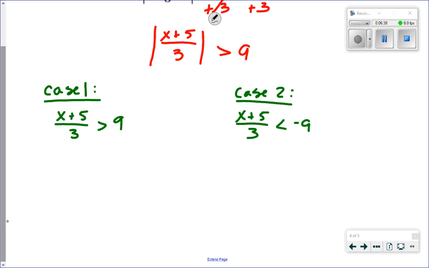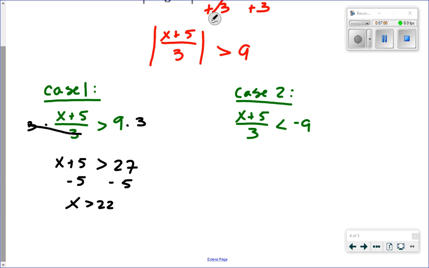So I'm trying to get x by itself. Right now it's trapped up top of the fraction, so I need to get rid of that 3. So I'm going to multiply both sides. Those are going to cancel. I'm left with x plus 5 is greater than 9 times 3 is 27. And then I need to subtract 5 from both sides. x is greater than 27 minus 5 is 22.